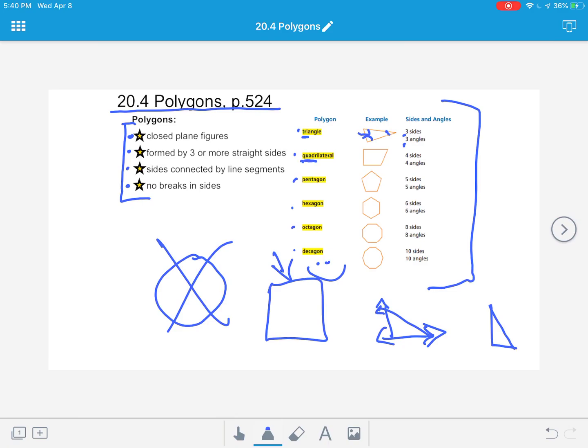Quadrilateral, the beginning part of that word, quad, means 4. Quadrilaterals have 4 sides and 4 angles. There's lots of different kinds of quadrilaterals. Squares, rectangles, rhombus, lots of things like that are all quadrilaterals. Pentagon, the beginning part, penta, means 5. So pentagons have 5 sides and 5 angles. Hexagon, hexa means 6. So they have 6 sides and 6 angles. Octagon, octa means 8. Octagons have 8 sides and 8 angles. And then we have decagon. Deca means 10. 10 sides and 10 angles.